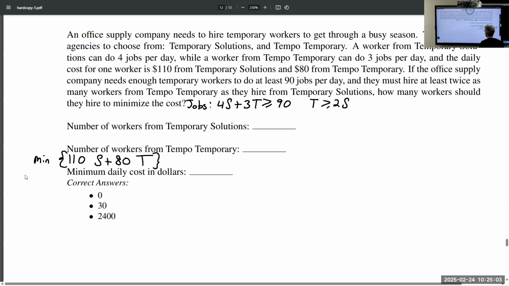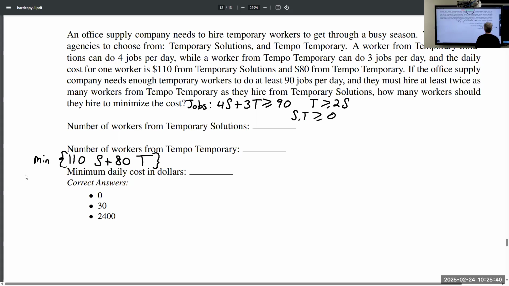Also, we know that we have to be in the first quadrant because you can't hire a negative amount of people. So I also know that solutions and temporary have to be greater than or equal to 0. I can order a 0 amount of people to do a job, but I can't order a -1 amount of people to do a job. So we'd have to be in the first quadrant for that to work. So I think that's what we need to set it up.